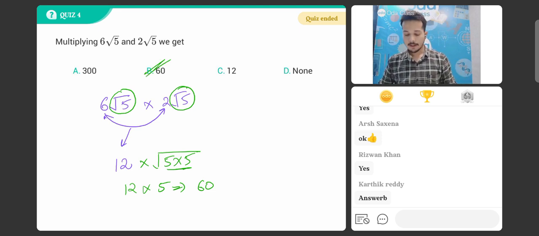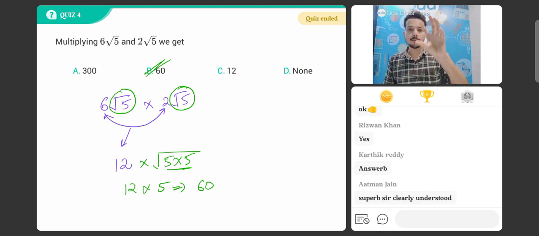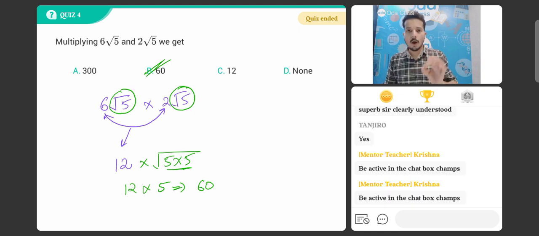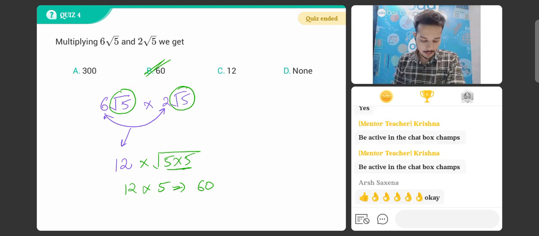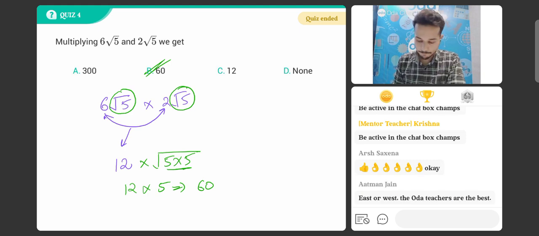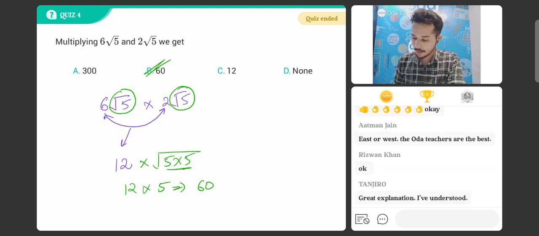Understood? So inside the root, if I have two 5s, one 5 will be left. A square root means half power. So we factorize and every pair just becomes one outside the root. Yes, every pair will come only once outside the root. Okay, next question, everyone. Let me see if you can handle this.